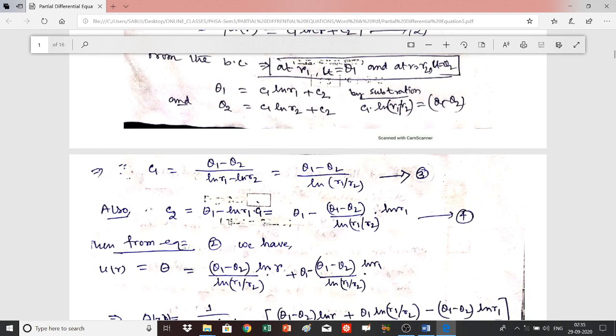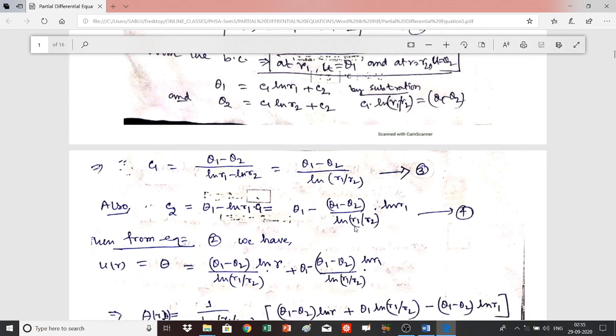Also from any one of these expressions, C2 is equal to theta 1 minus C1 log R1. That will give you theta 1 minus theta 1 minus theta 2 into log R1 by log R1 by R2. Just substitute here the value of C1 from this relation. This is equation number 4.